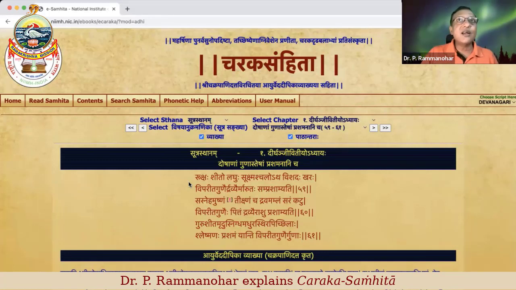If I use Yogaraja Gugulu, it will go to my joints. If I use Gokshiradi Gugulu, it will go to my bladder. This is the beautiful way of targeting the drug.